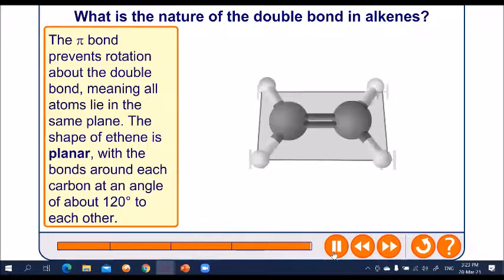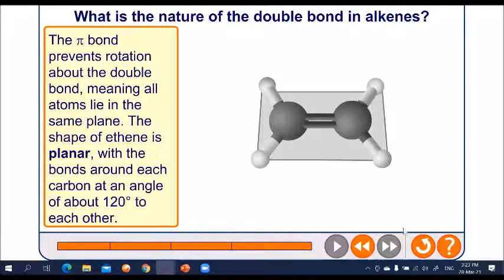Now the pi bond prevents rotation about the double bond, meaning all the atoms lie in the same plane. The shape, as seen, is planar, with the bonds around each carbon at an angle of 120 degrees to each other. And you saw that already when we looked at benzene, you remember?